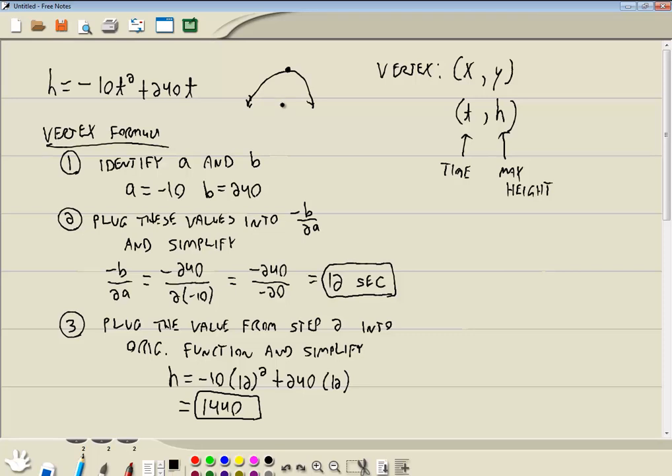Anytime you have any problem that's dealing with a parabola shape, where you've got a t squared, x squared, whatever squared, and it's asking you to find a maximum or possibly the minimum, depending upon how the problem is set up, then that's always going to be the vertex formula, in terms of college algebra.